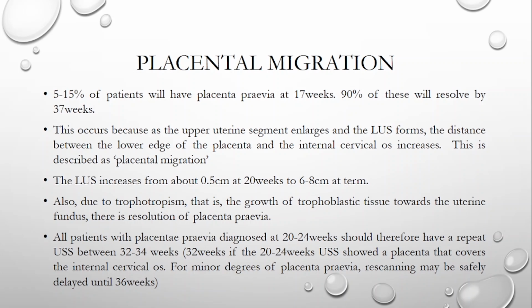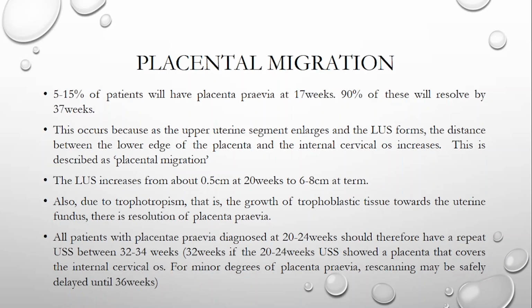The lower uterine segment increases from about 0.5 centimeters at 20 weeks to 6 to 8 centimeters at term. And there is a phenomenon called trophotropism. In trophotropism, there is the growth of the trophoblastic tissue towards the uterine fundus.